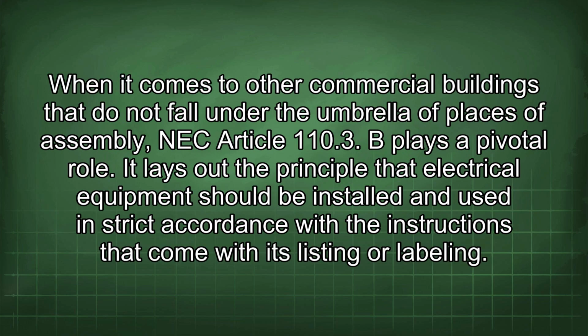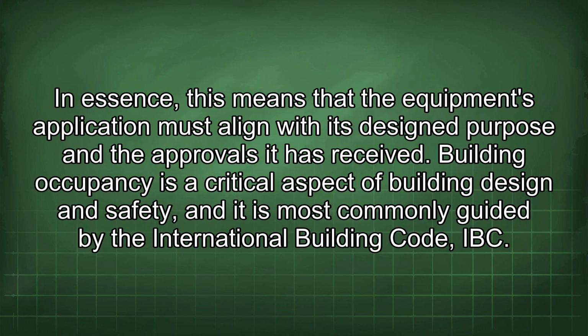When it comes to other commercial buildings that do not fall under the umbrella of places of assembly, NEC Article 110.3 B plays a pivotal role. It lays out the principle that electrical equipment should be installed and used in strict accordance with the instructions that come with its listing or labeling. In essence, this means that the equipment's application must align with its design purpose and the approvals it has received.